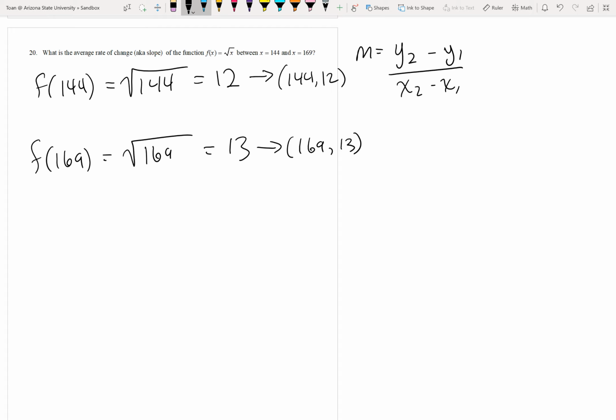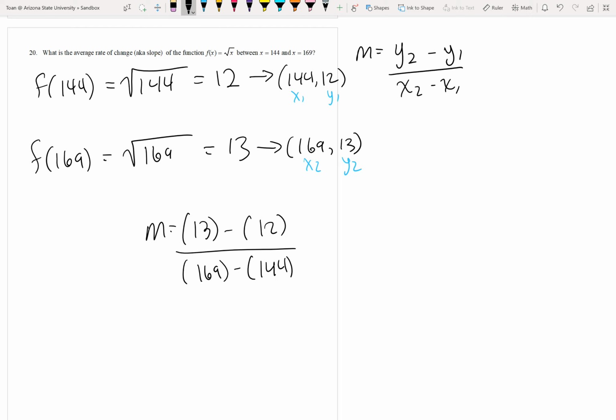It's asking for slope, so just do the slope formula. So there's x sub 1, y sub 1, x sub 2, y sub 2, and then just plug it in. So we get m equals y sub 2 is 13 minus y sub 1 is 12 over x sub 2 is 169 minus x sub 1 is 144. Do some math. That's 1 over 25. That's it. That's the slope.